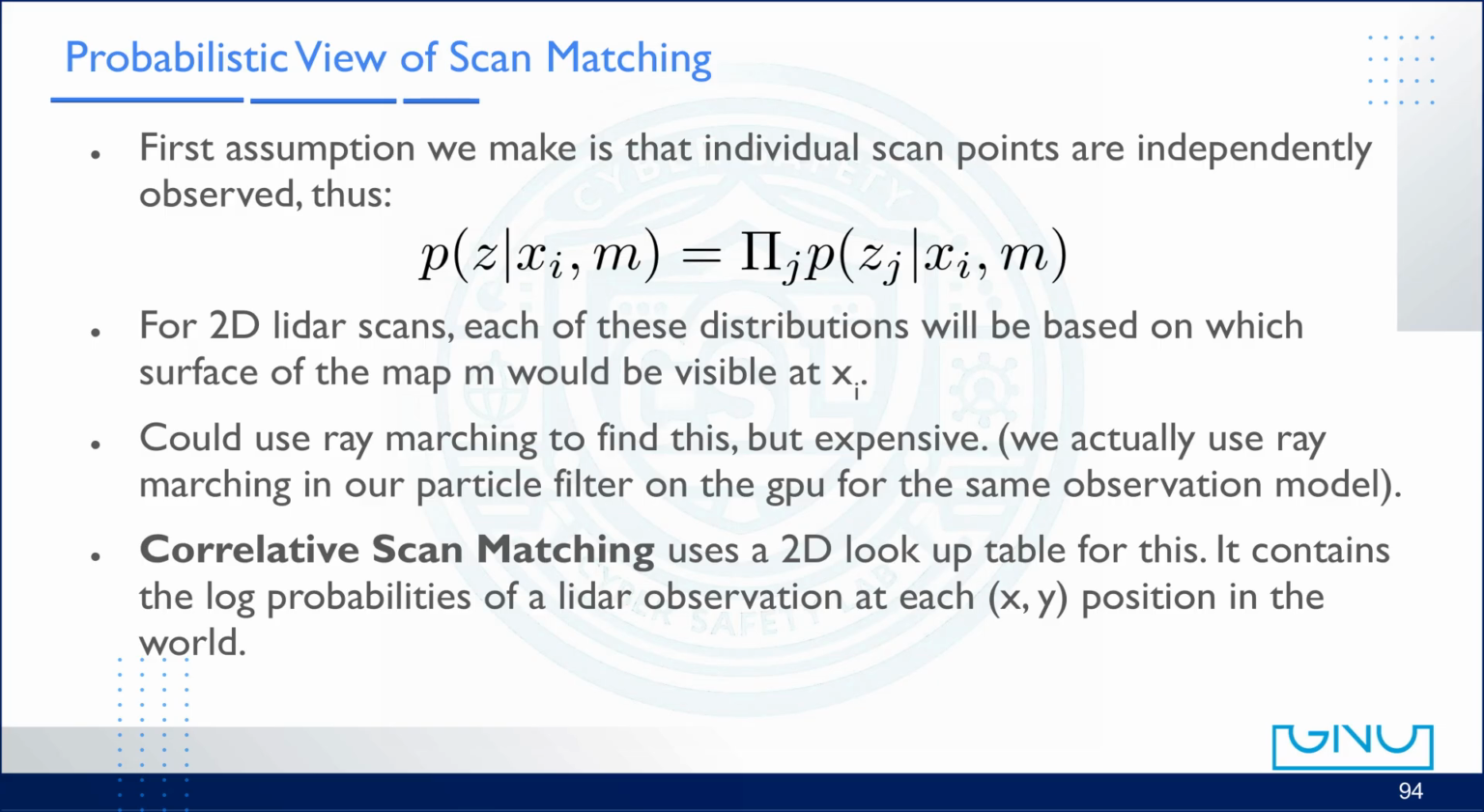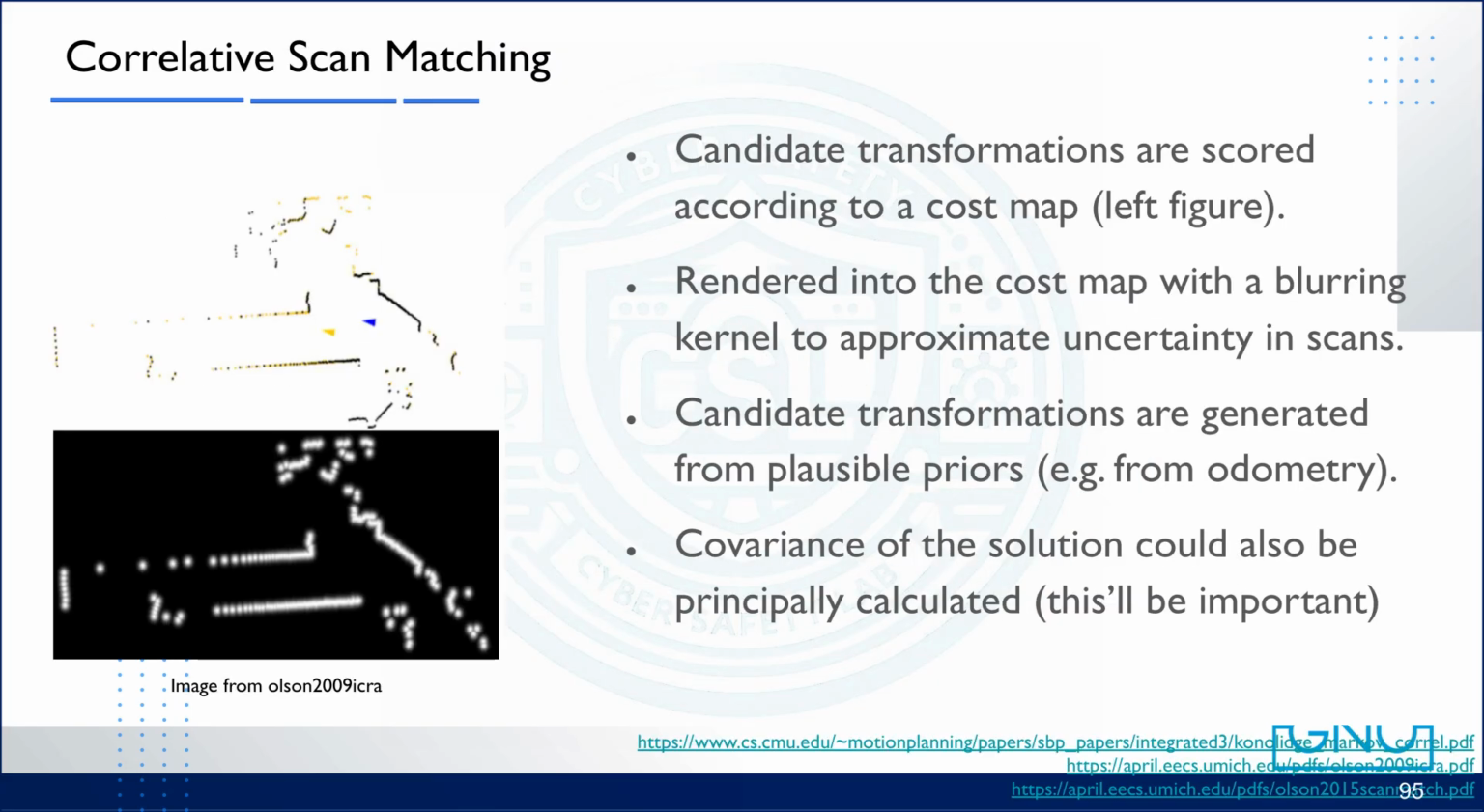For 2D LiDAR, each beam's likelihood depends on which surface the beam would hit on the map. To compute this precisely, we could use ray marching, but it's computationally expensive, so instead we pre-compute the likelihoods using a lookup table. This is what correlative scan matching relies on. It uses a 2D lookup table, where each grid cell stores the log probability of observing a LiDAR return at that position. Now let's take a closer look at how correlative scan matching actually works.